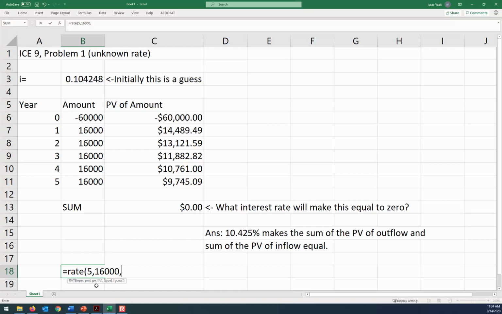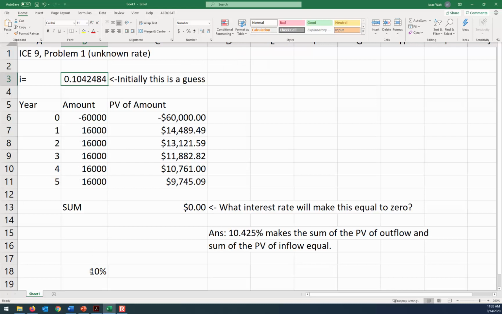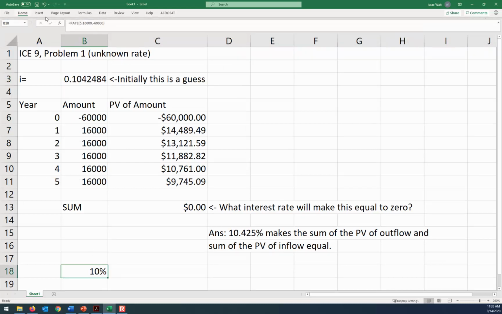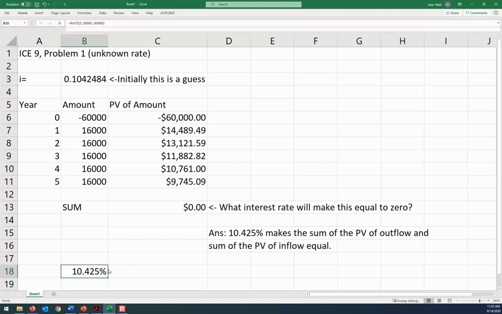All right, so now comma, present value. So our present value is negative 60,000. All right, and now I can close the parentheses. And it solves, it says 10%. We know the answer is 10.4248%. It's just a matter of how many digits of precision are being shown. So here I can increase, let me click on our answer where it said 10%. If I increase that, 10.425%. So what the rate function is doing is it's essentially setting up a table just like we did, and it's solving for the unknown interest rate.